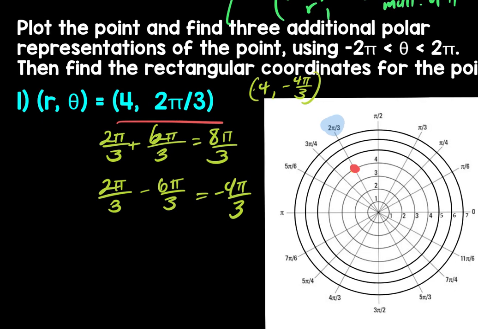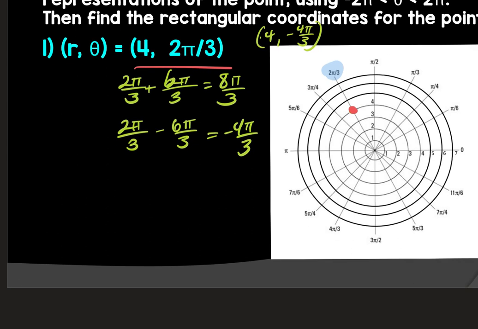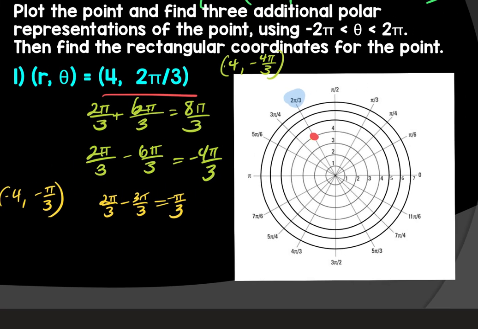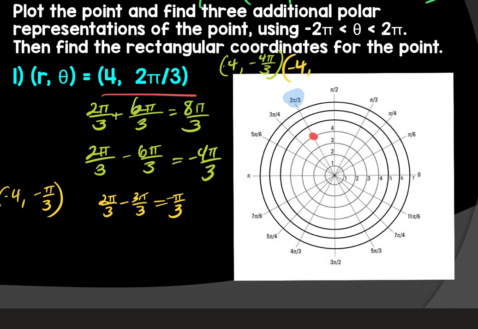Then I already have the positive that was given to me, so I'm going to change the sign. I'm going to make it negative 4. And I'm going to add and subtract odd multiples of pi. So 2 pi minus pi would be 3 pi over 3. And I get negative pi over 3, and that falls in between negative 2 pi and positive 2 pi. So that one's another option, negative 4, negative pi over 3.